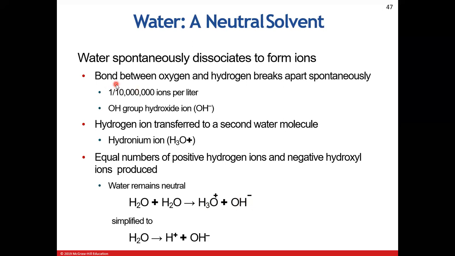But when we look at water and how it dissociates, we have to look at the bonds between oxygen and hydrogen. And those bonds will actually break apart spontaneously. It does this at a rate of about 1 per 10 million ions per liter. What then ends up happening is we look at that OH group, and that OH group is called a hydroxyl ion. And then we also look at a hydronium ion, okay? So we have a hydroxyl or a hydroxide ion that's OH negative. The hydrogen ion is then transferred to a second water molecule, and that gives us a hydronium ion.